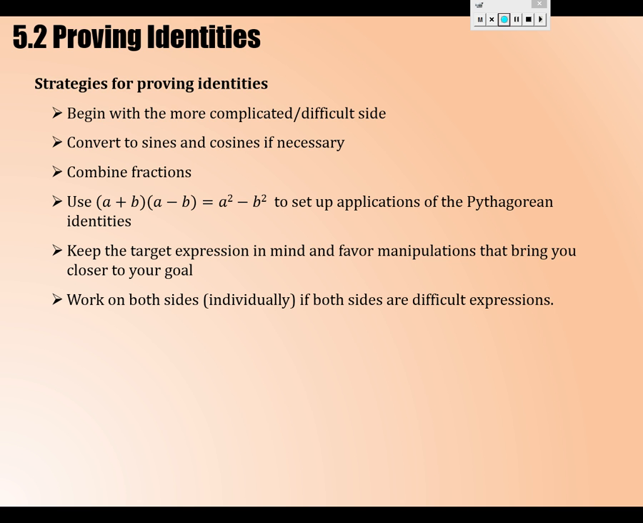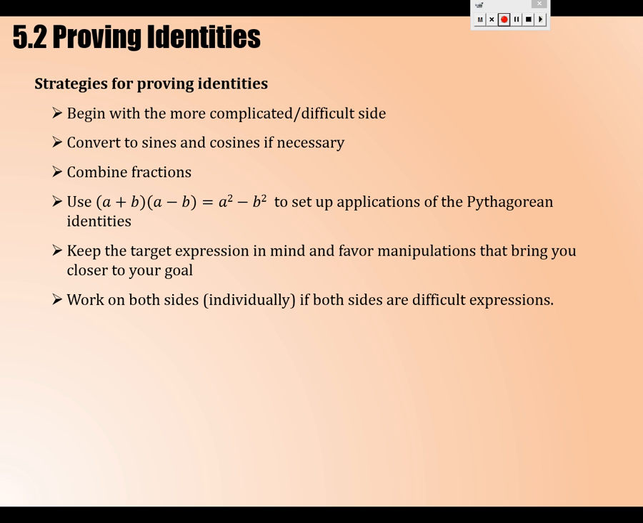If someone asks you to prove that tan x over cosecant squared x plus tan x over secant squared x equals tangent, don't start by saying, well, let's start with tangent and unpack that and see if we can turn tangent into this. Probably not the best strategy. You're probably going to start with this nasty expression and reduce it to tangent, right? So if there's a more complicated side, start with it.